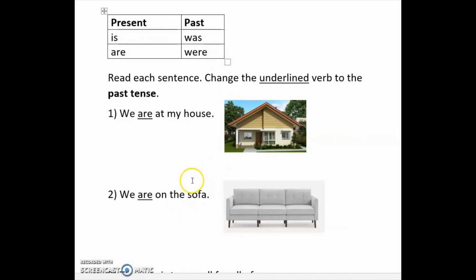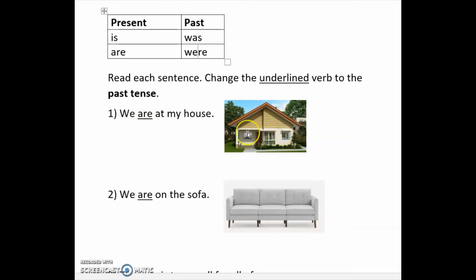Past tense. Remember? What the book wants you to do is to read each sentence and change the underlined verb to the past tense. What I'm gonna start to do is read all the examples. Then we can go back and change the verb to past. So we're only putting was or were. That's all we're doing.